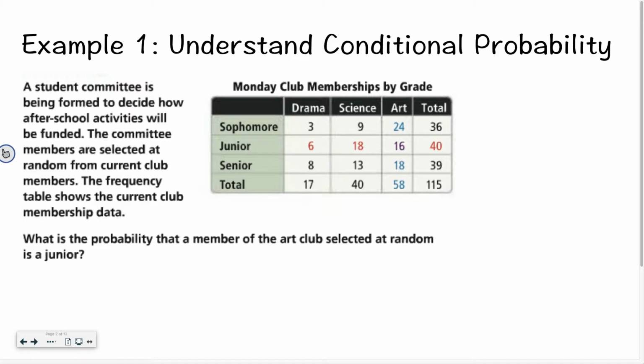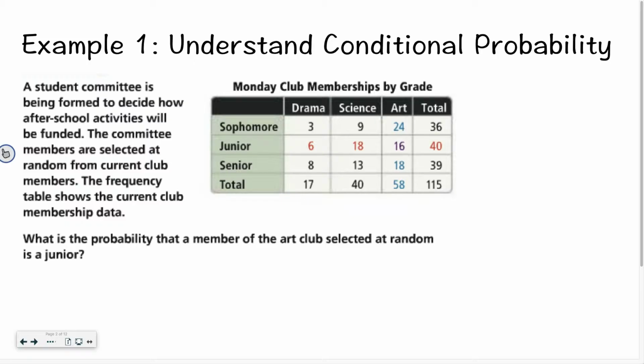So we have a student committee being formed to decide how after-school activities will be funded. The committee members are selected at random from current club members. The frequency table shows the current club membership data. What is the probability that a member of the art club selected at random is a junior?